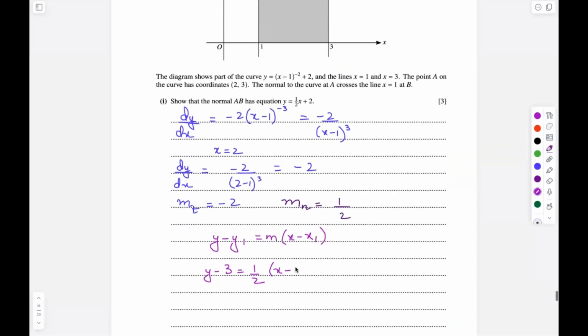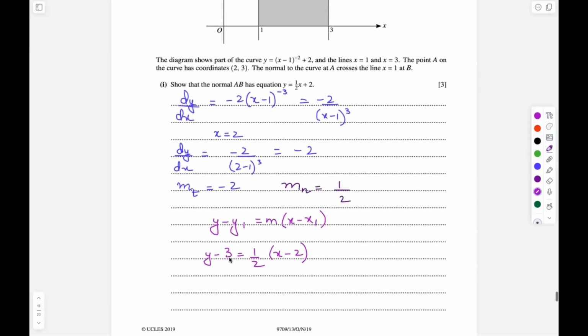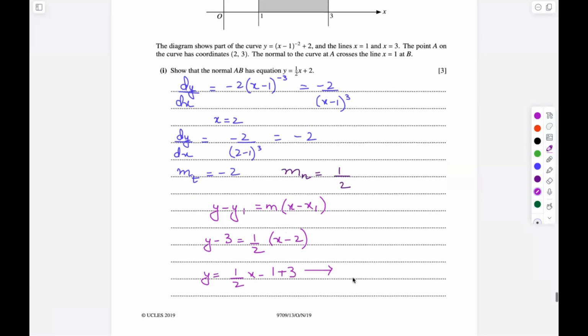So this will become y minus 3 equals 1 upon 2 into (x minus the x1 value, which will be taken as 2). Now expanding this, we can write this as half x minus 2 upon 2, which will become 1, and minus 3 will go over on the right hand side and become a plus 3. So the final equation can be written as given in the question, y equals 1 upon 2 x, and minus 1 plus 3 is a plus 2.